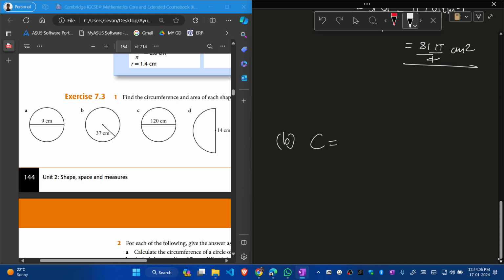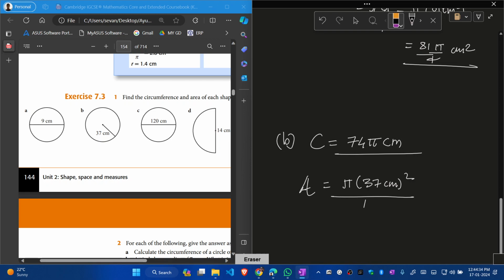You have to find C and A. So C will be equal to 2 pi r because we have r here. So that will be 74 pi centimeters. And for the A part, area will be equal to pi r squared, the square of this quantity. So it will be 37 squared pi centimeters squared. You can calculate whatever the square will be.